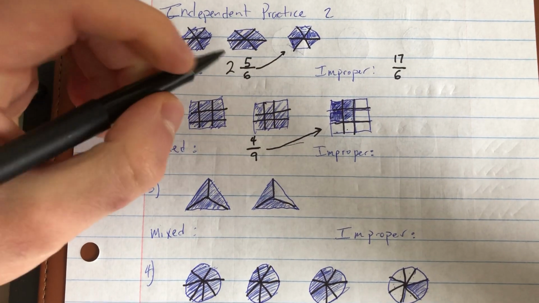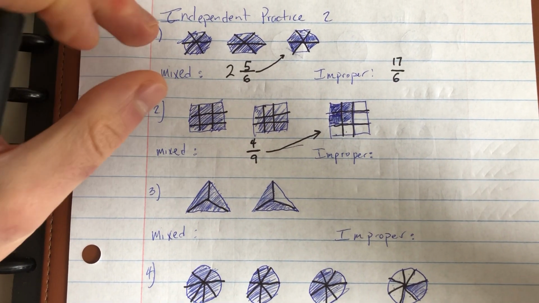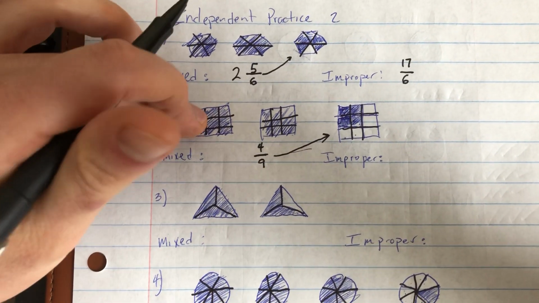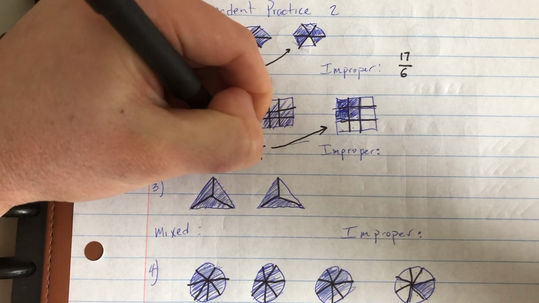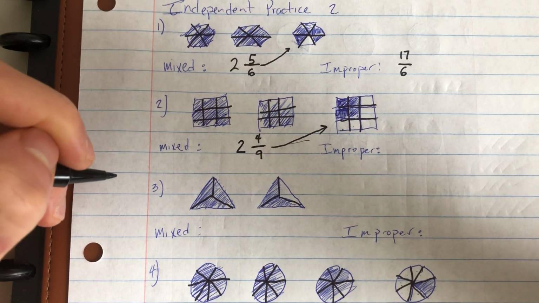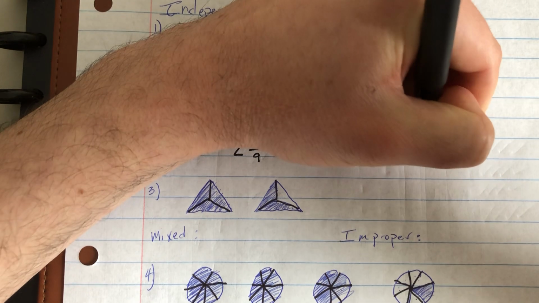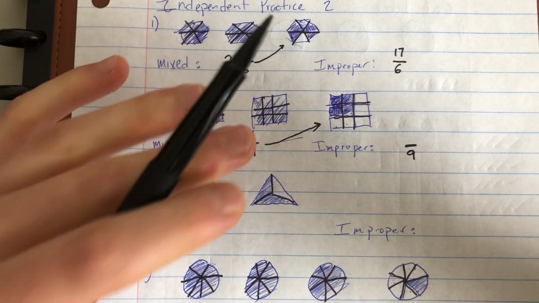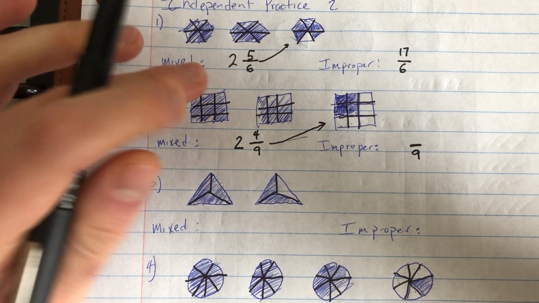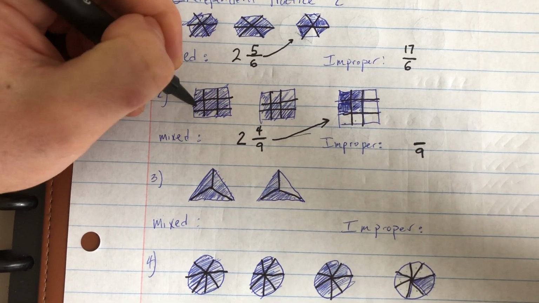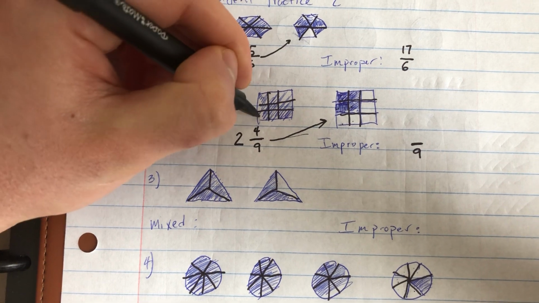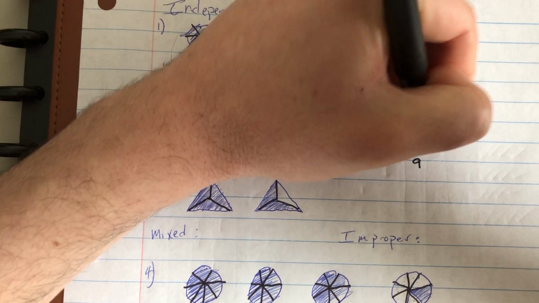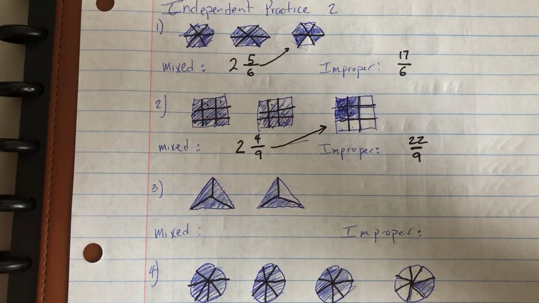The last thing I'm going to do is count up how many shapes I have that are shaded in all the way. 1, 2. My mixed number is 2 4/9. For my improper fraction, I keep the same denominator, and now I'm just going to count up all the shaded parts from each shape. 1, 2, 3, 4, 5, 6, 7, 8, 9, 10, 11, 12, 13, 14, 15, 16, 17, 18, 19, 20, 21, 22. My improper fraction is 22/9.